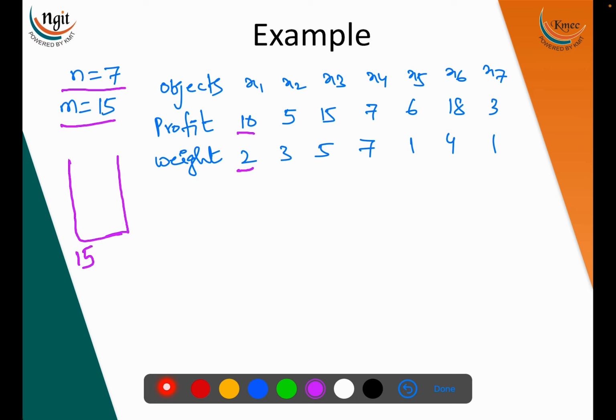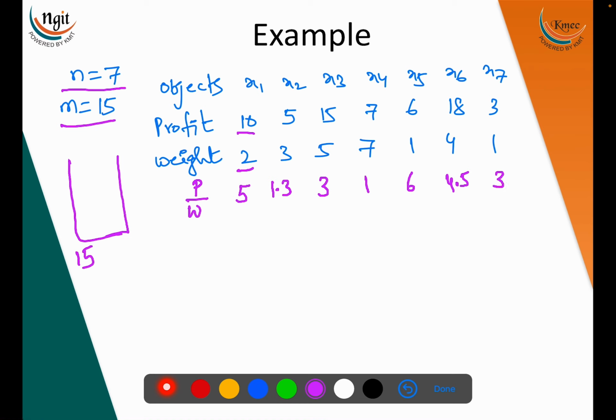To rule out this confusion, we will calculate the profit for each weight. So we will find the P by W value to place the item inside of the bag. Now find out P by W values for all of these. So 10 by 2 is 5. 5 by 3 is 1.3. 15 by 5 is 3. 7 by 7 is 1. 6 by 1 is 6. 18 by 4 is approximately 4.5. 3 by 1 is 3. So this is the P by W ratio.